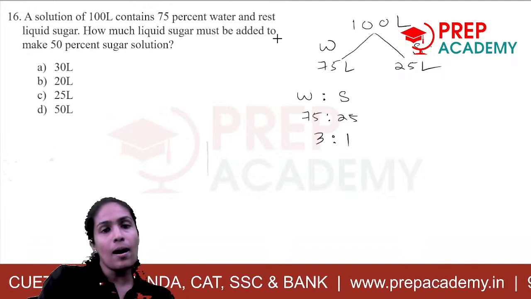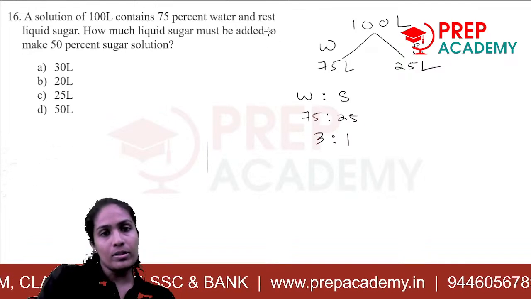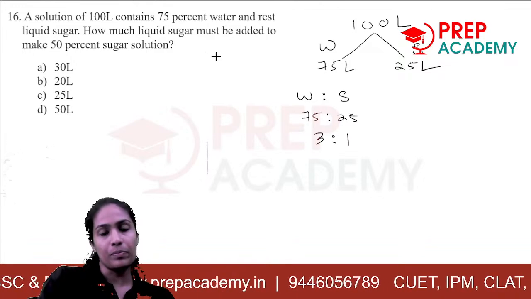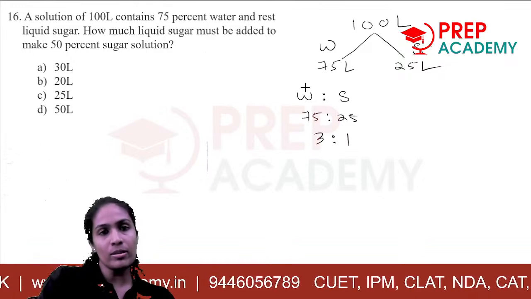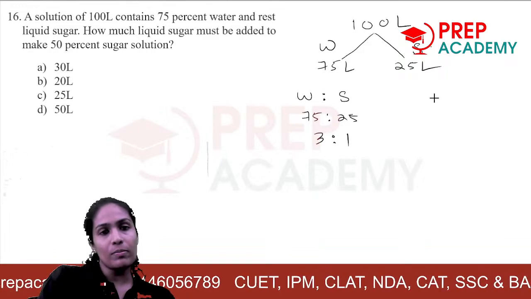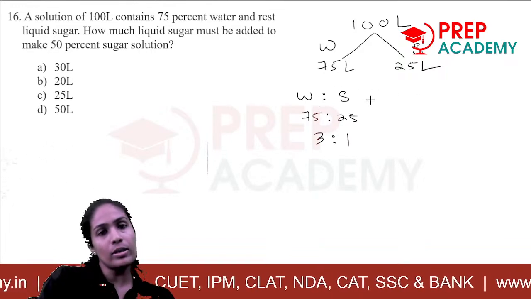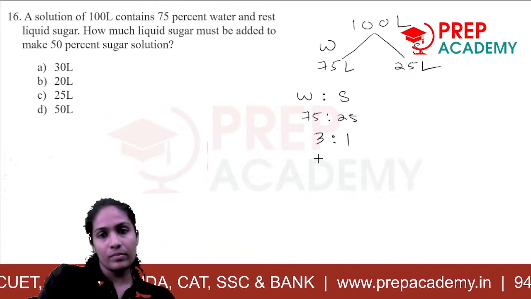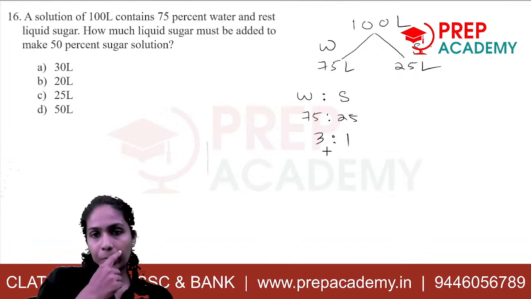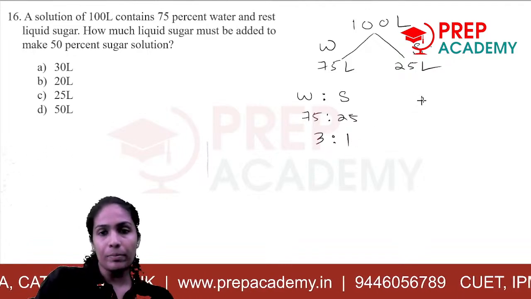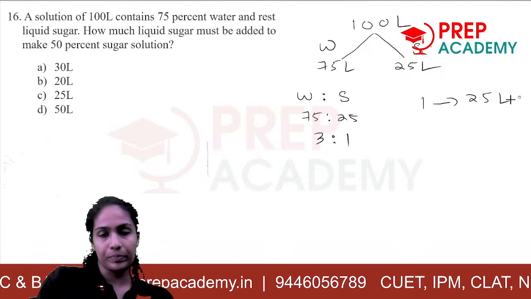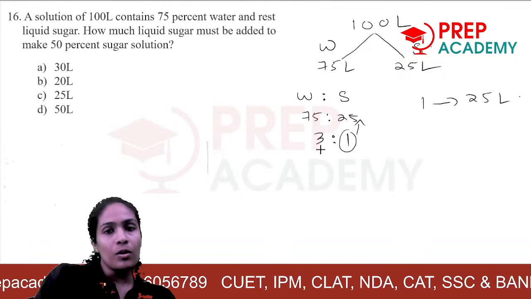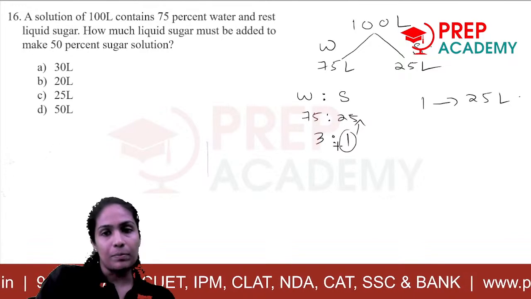The question is how much liquid sugar must be added to make a 50% sugar solution. A 50% sugar solution means the ratio of water to the sugar must be 1 is to 1. Here 1 represents 25 liter. This 1 is corresponding to the 25 liter. So the ratio should be 1 is to 1.